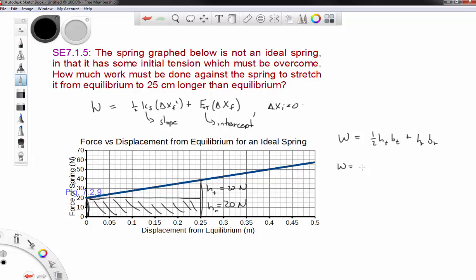And so that's going to be 1/2 times 20 newtons times 0.25 meters plus height of rectangle, which is 20 newtons, times 0.25 meters. Okay, so that gives us a total work of 7.5 joules. So it's going to take 7.5 joules of work to get this spring stretched from here to here, and therefore also the potential energy is 7.5 joules.